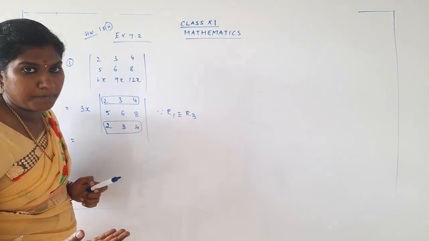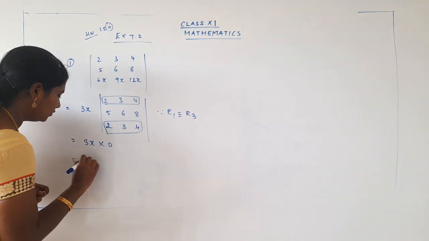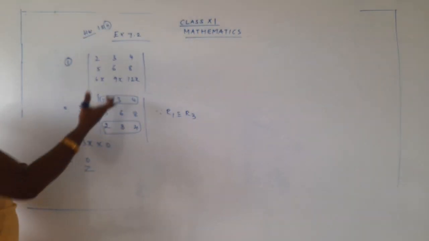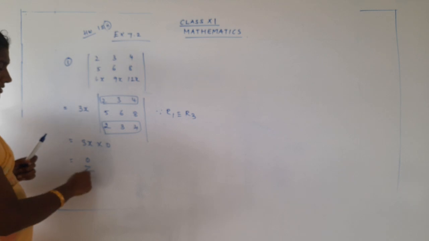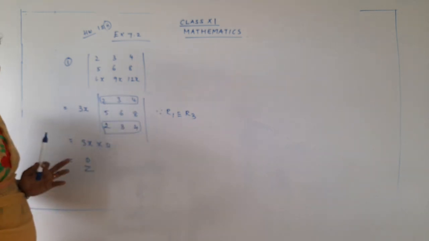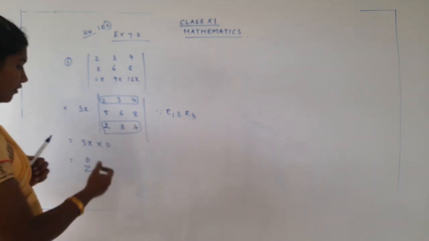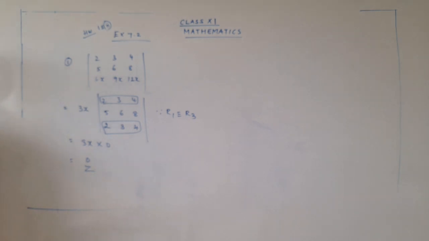Already we have used this property in our sums. So this is 3x into 0, which is equal to 0. So I have found the answer for the determinant. What is the value for this determinant? The value for this determinant is 0. I have just seen that two rows are identical, so using the property of determinant, I have found the answer as 0. Anything multiplied by 0 will give you 0.